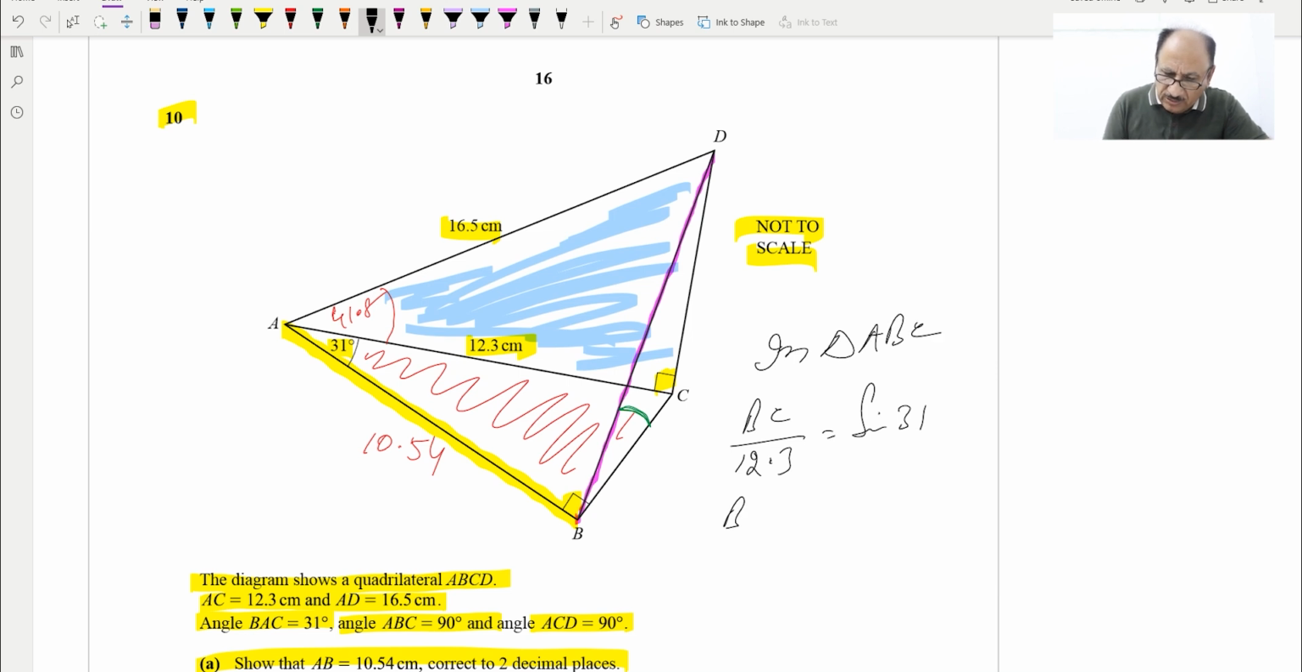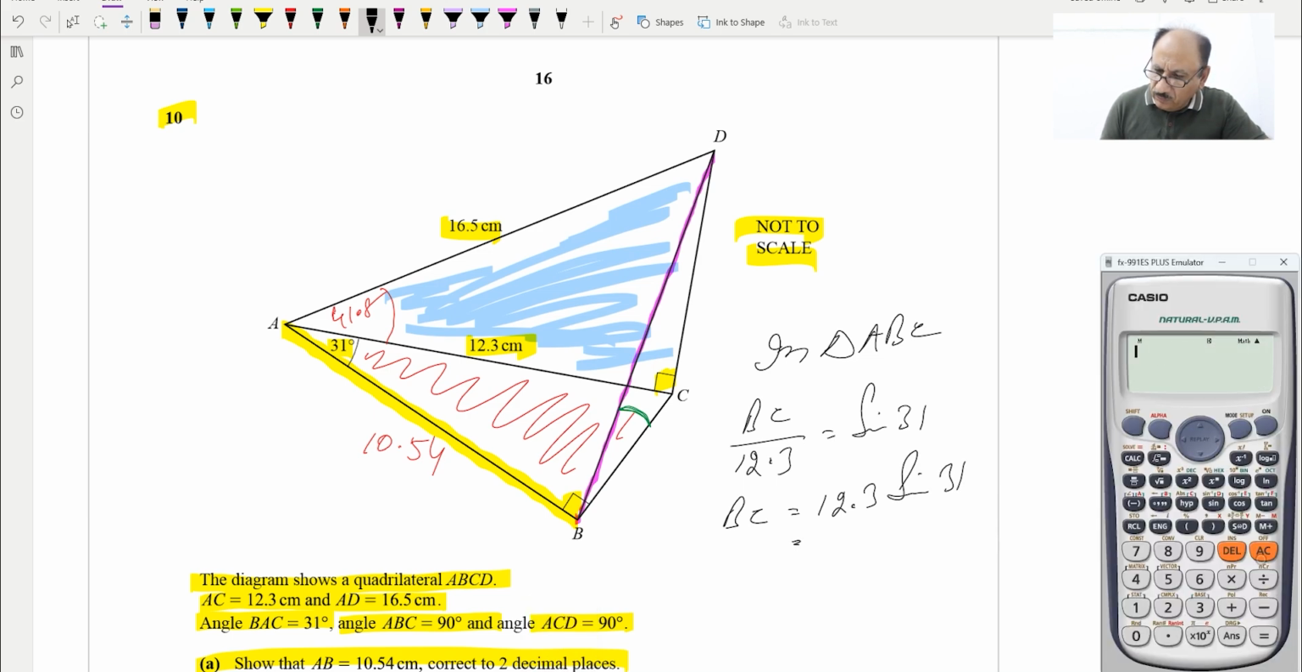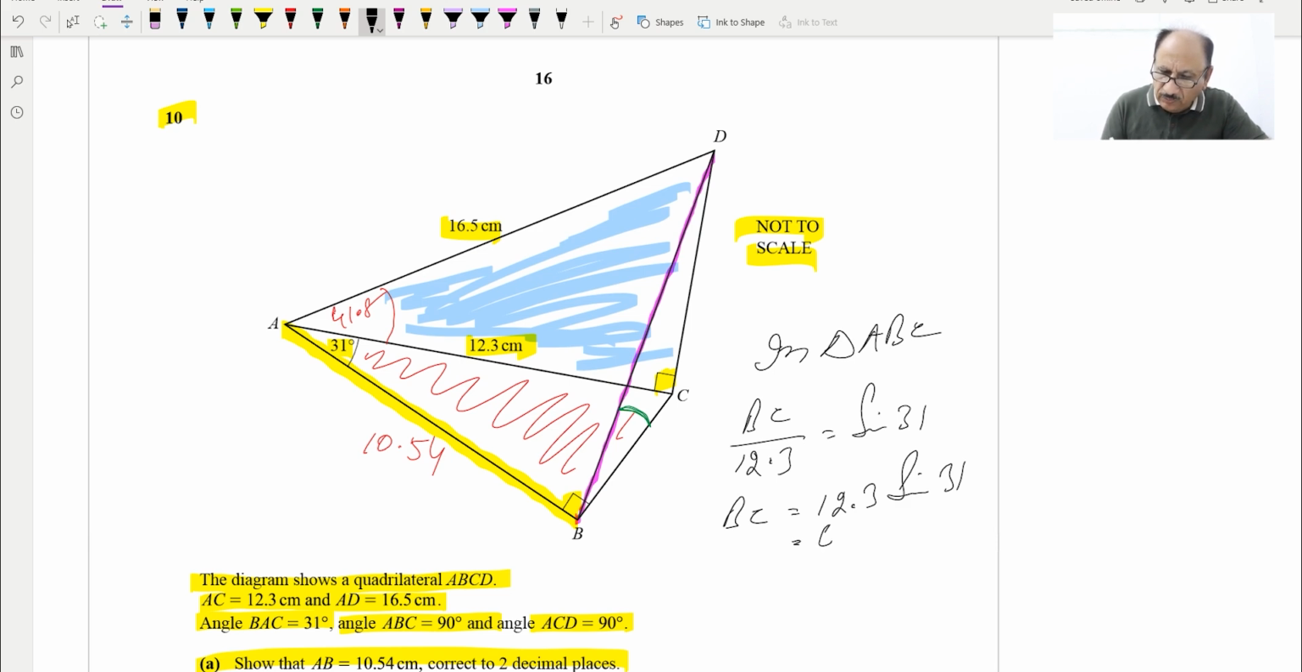So BC will be equal to 12.3 sine of 31, which is 12.3 into sine of 31, and this gives us 6.33. I will write 6.33 over here, and this is our BC value. After this, now we can apply the cosine rule.